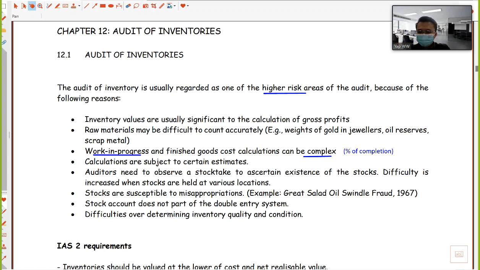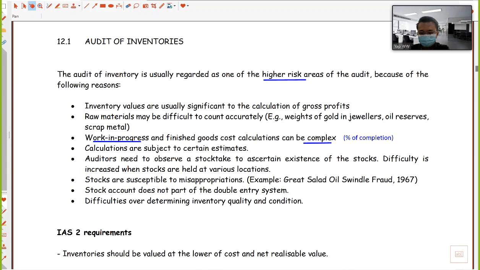So how do we account for this work in progress? The material is very cheap, isn't it? Flour only. But cakes can sell for high value. One cake maybe up to 100 ringgit, yeah, 80 ringgit, 100 ringgit. So the work in progress, how do you account for it? What is the percentage of completion? But fortunately, for small companies, the inventory balance is still immaterial. If material, then it will be difficult.